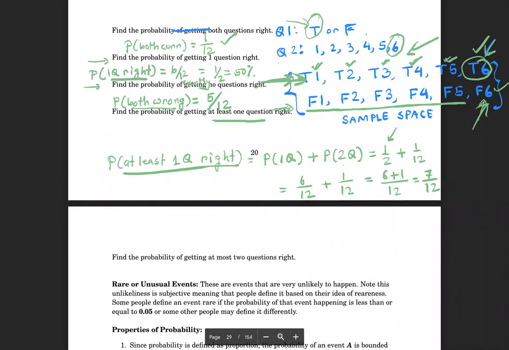Now the next one is this. Find the probability of getting at most 2 questions right. So the probability of at most 2 questions right. What is the probability of getting at most 2 questions right? Anybody has that? Anyone? At most 2 questions right?